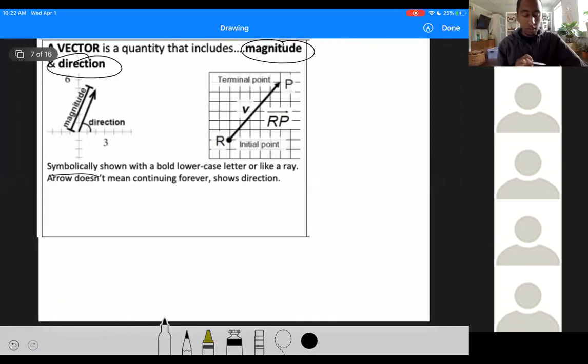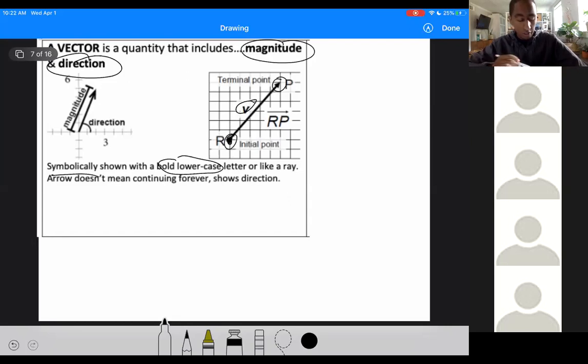So symbolically, when you write a vector, it will be a bold lowercase letter, okay? So if you see a bold lowercase letter, that's a vector. And it's going to look kind of like a ray. So this is how you would visually see a vector. You have your initial point here, which is where you're starting. You have your terminal point over here.